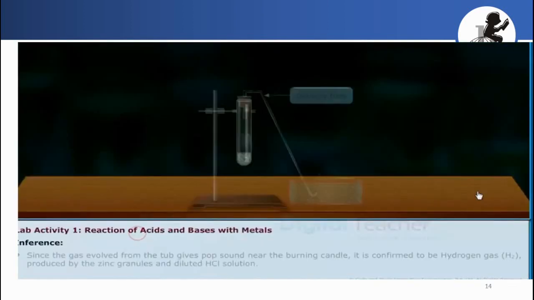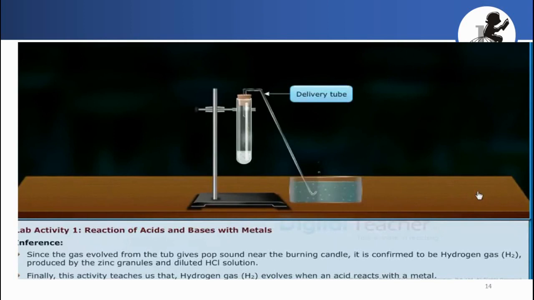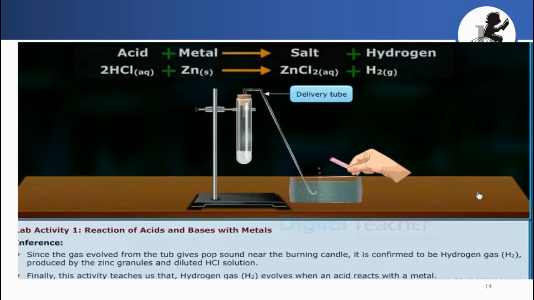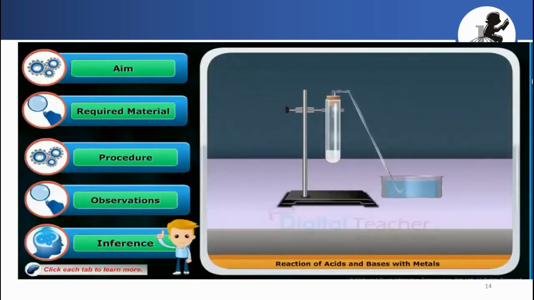And next one is test. Here, when we bring a burning candle near the evolved gas, it puts off with a pop sound. Okay, here the matchstick is put off with the pop sound. So from this, we confirmed that it is hydrogen gas. Finally, conclusion: when metals react with acids or bases, hydrogen gas is released.